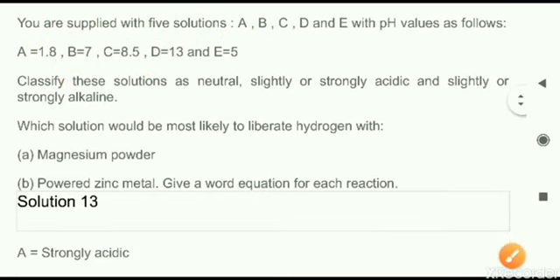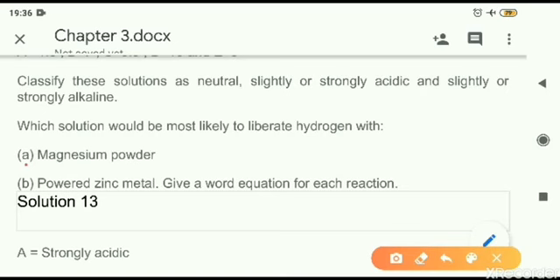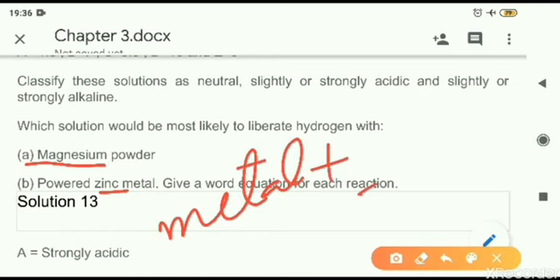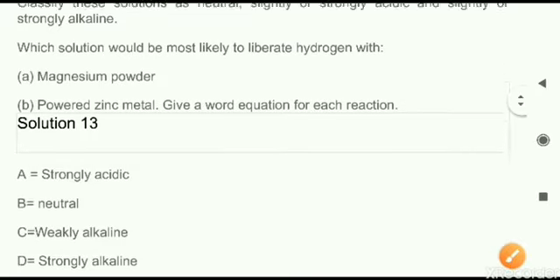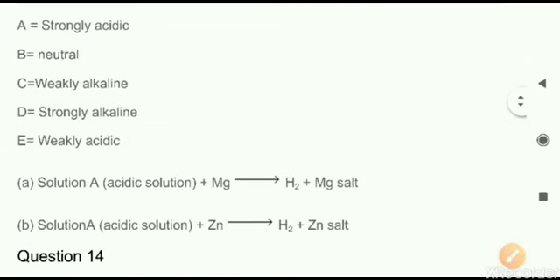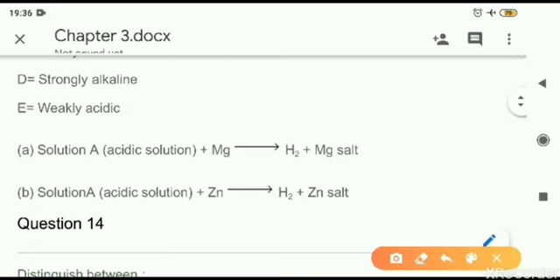Next one, what solution will be most likely to liberate hydrogen with magnesium powder and zinc metal? Both of these, magnesium as well as zinc, are active metals, and they are asking by what solution we have to do the reaction to produce hydrogen gas. In different reactions earlier in the chapter we have seen the methods of preparation of hydrogen. Hydrogen is prepared by the reaction of an acid and any active metal.